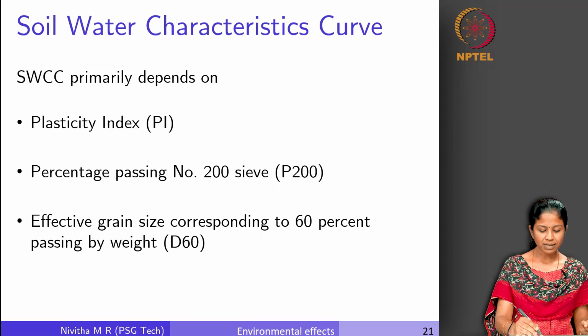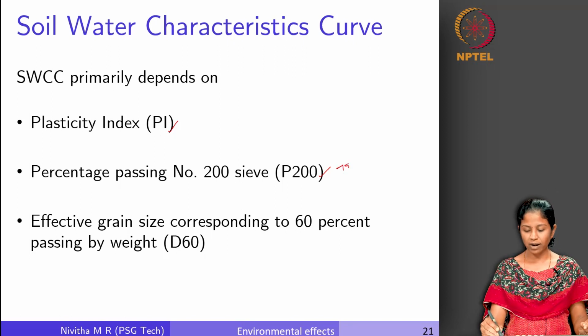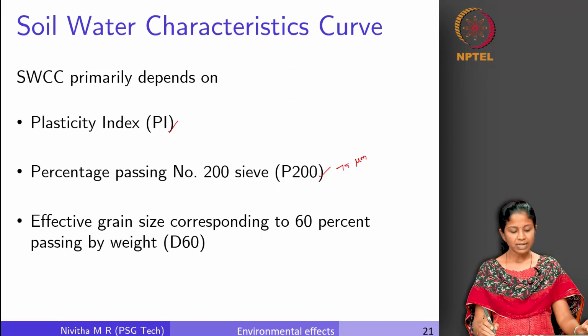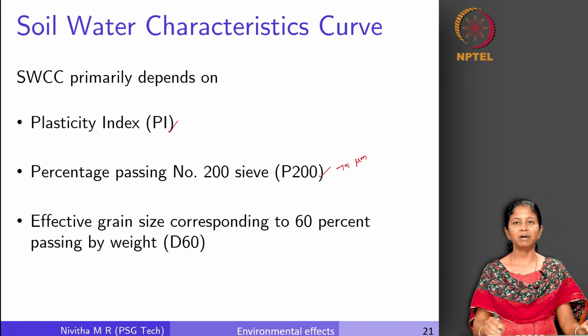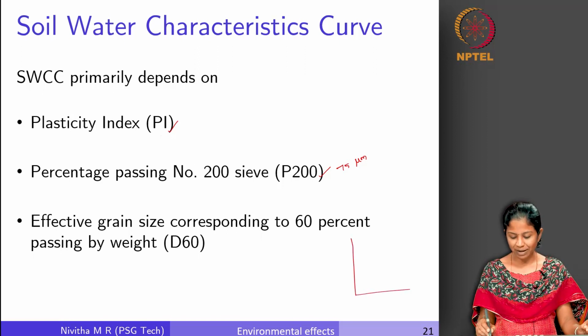One is the plasticity index, the other one is the percentage passing number 200 sieve. This number 200 is nothing but 75 micron sieve. And the third one is effective grain size corresponding to 60% passing, which is nothing but the D60 value. I hope we all know what this D60 value is.